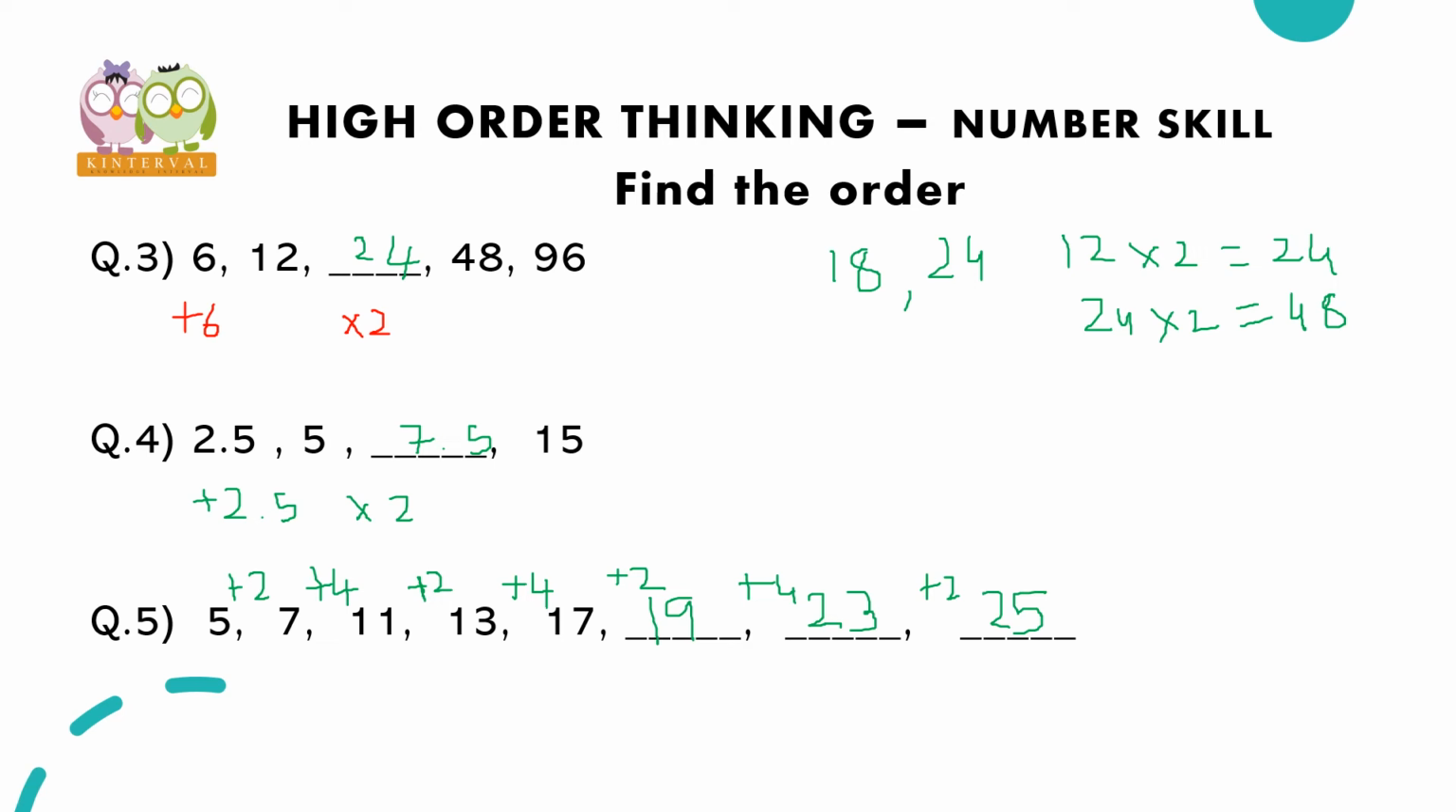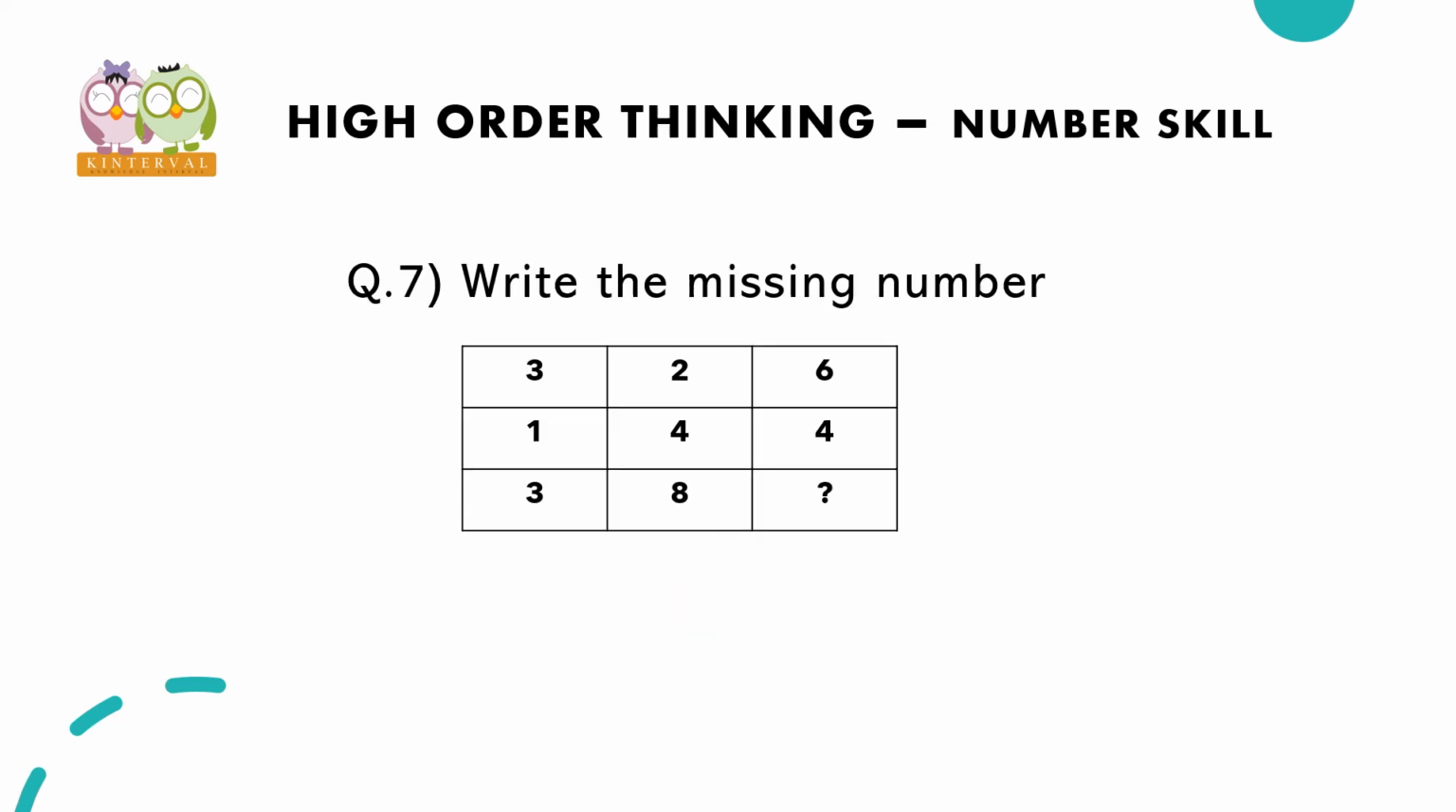Okay children, we'll go ahead. Here they have given you a grid. Write the missing number. Now in the grid they have put 3, 2, 6, 1, 4, 4, 3, 8, and here there is a question, you have to fill the number over here. Now this type of grid, you must see first whether addition, subtraction, multiplication or division is done. What is done?